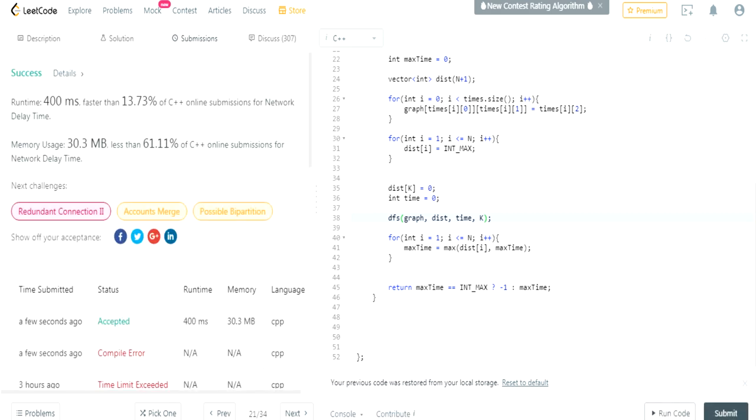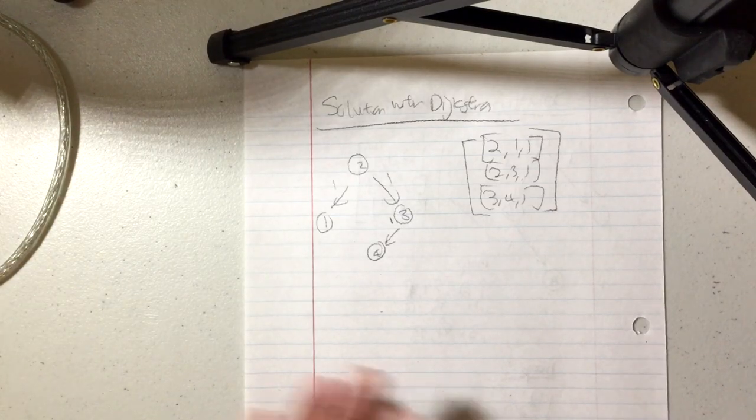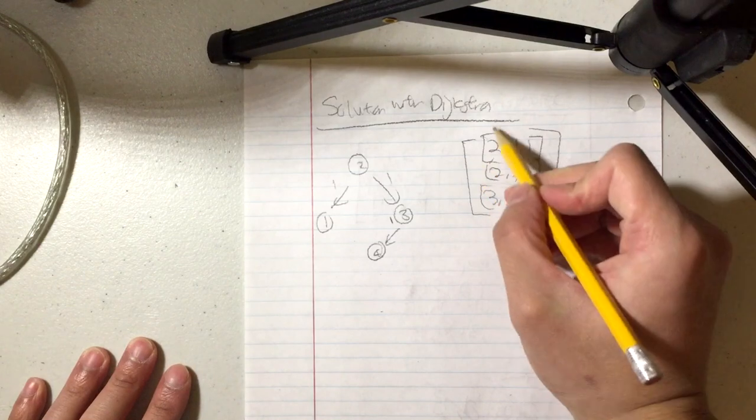And it got accepted. So that's how you do the DFS version. I'm going to go over the priority queue version now, which is a little more complicated because you have to run Dijkstra's algorithm. So I'll go over that now on the sheet of paper next. All right, we're going to go over the same thing, but this time with Dijkstra's with a heap.